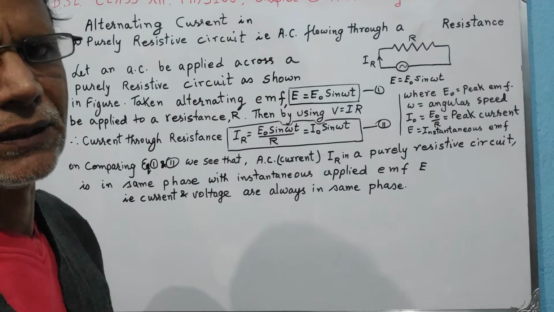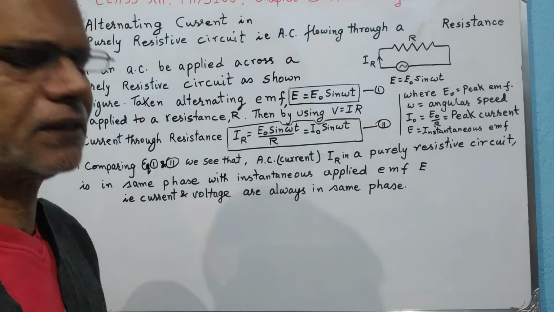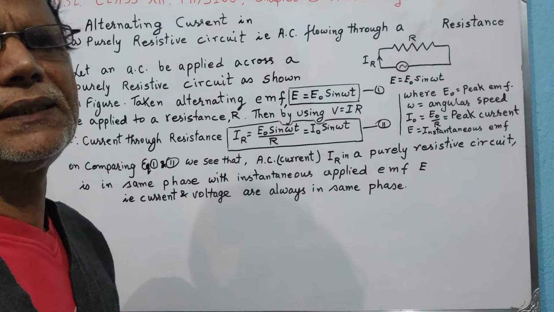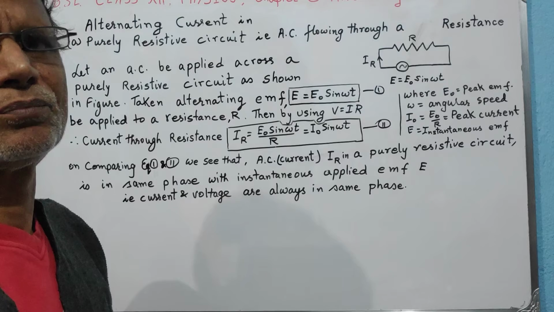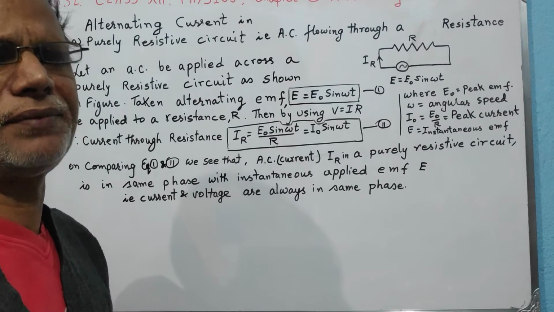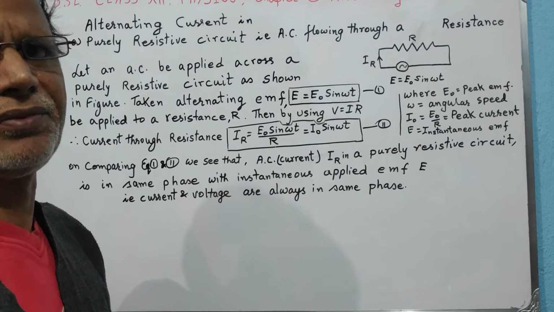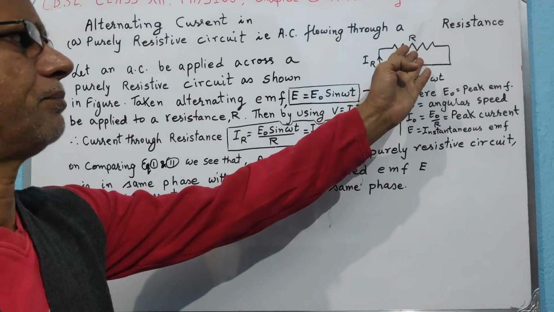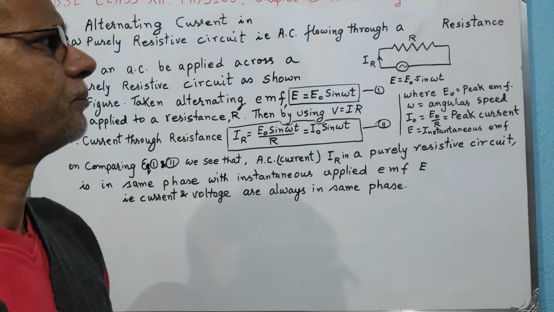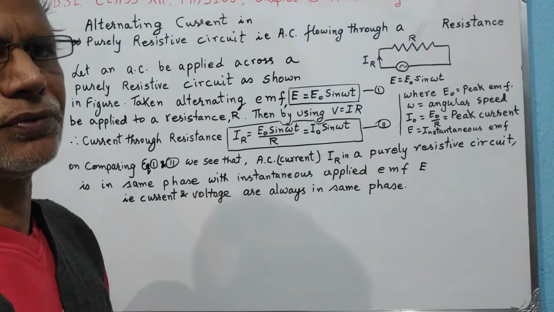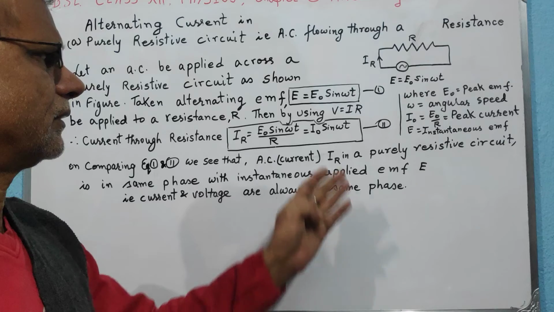In the topics we are going to learn just after this one, we will see that this relationship, both having the same phase, meaning the instantaneous applied EMF and instantaneous current in the circuit are in the same phase, holds in case we have a purely resistive circuit, meaning the ordinary resistance which follows Ohm's law, and they are in the same phase.